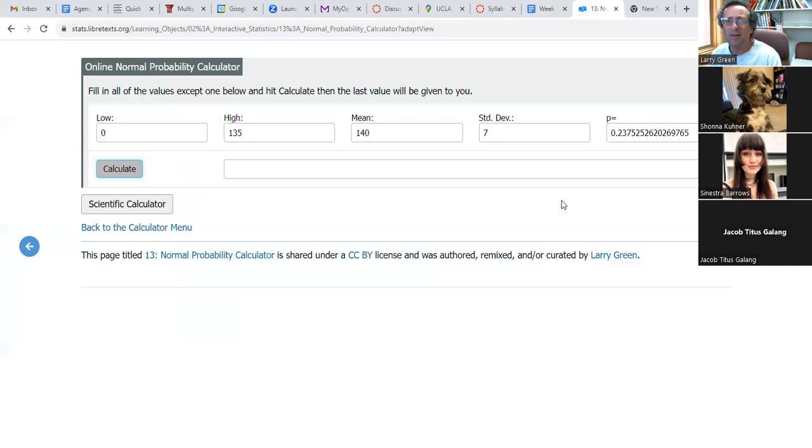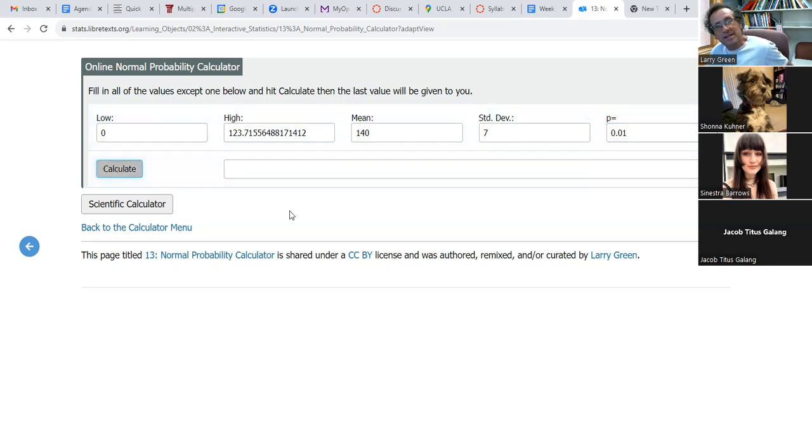All right, if we go to the calculator, what's the unknown this time? The high. The high, so that's the one I leave blank. The low is still 0 because you're going to have to leave today. High, we don't know. The mean, still 140, standard deviation still 7. What's P? 0.01. Yeah, 1% is 0.01. 0.001 would be 1/10 of a percent. And I calculate.